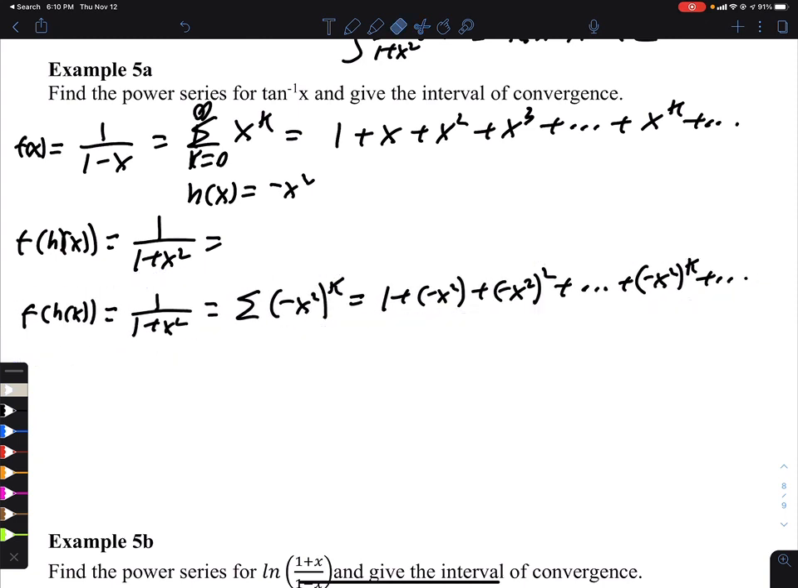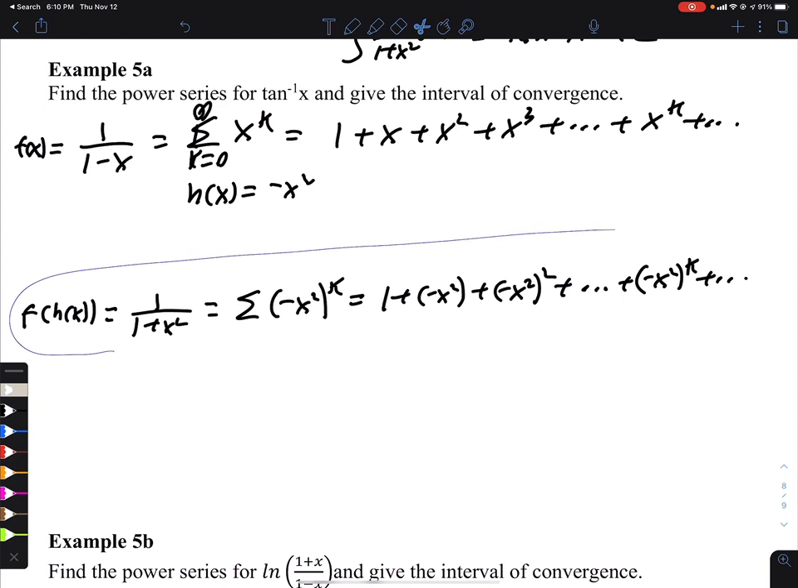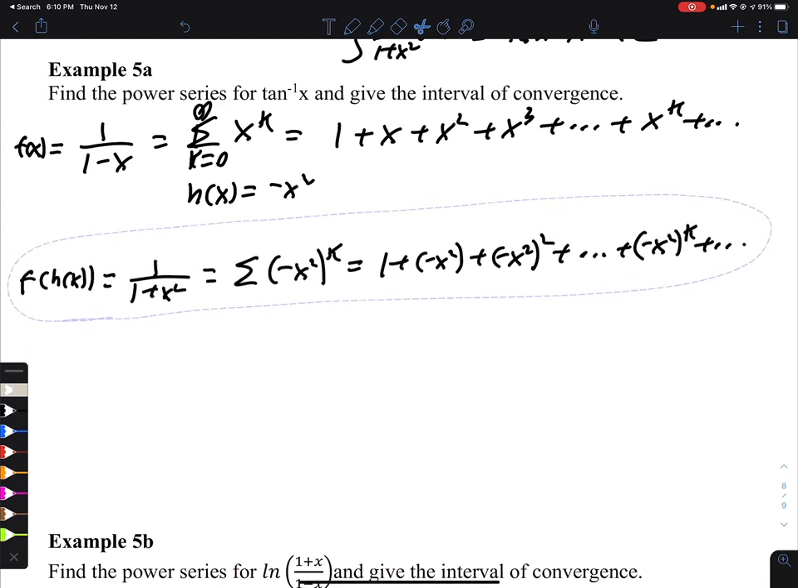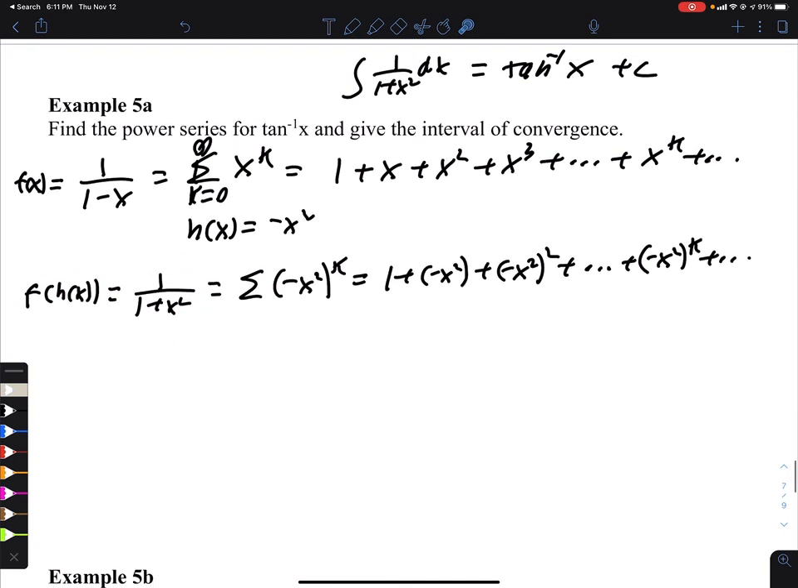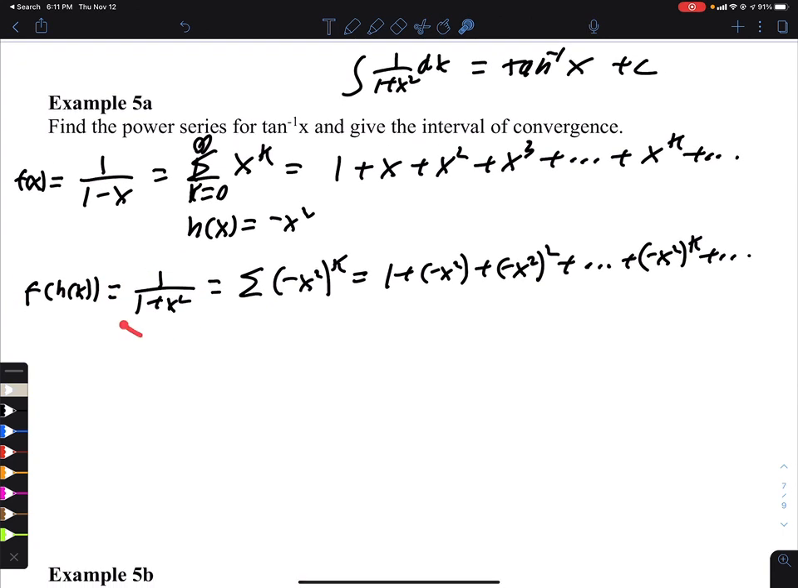Nice. I'm going to erase this. And I'm going to move this up higher. So that's really cool. So we did a composition where we found f of h of x to get that. Now if I were to integrate both sides, this would become arctan. Pretty sweet.